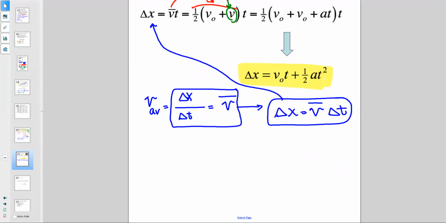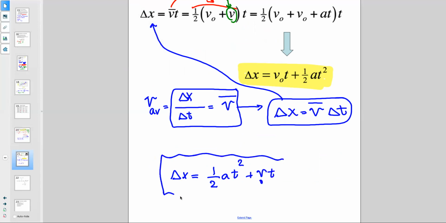In other words, if you want to write something like this, you can say delta x, which was the displacement, is half a t squared plus v naught t. You can write it like that. Super easy. So this is the other formula that we use frequently.